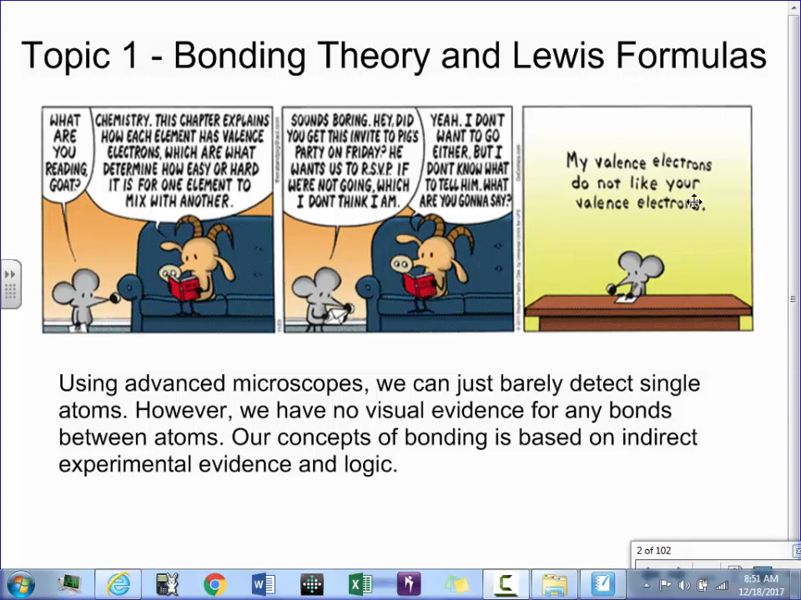Which is silly, but it is chemistry, so I saved it. But this really is the core of what we're going to talk about here. Why do things stick together? It comes down to one simple reason: valence electrons. That's what makes all of our matter either stay together or not stay together.